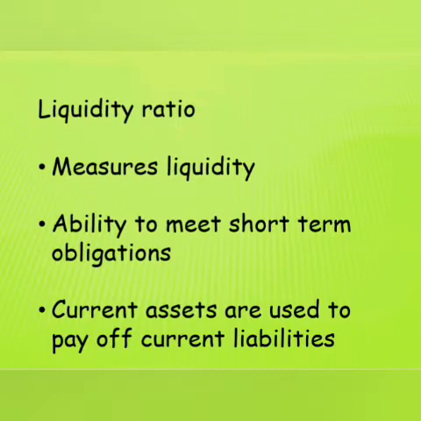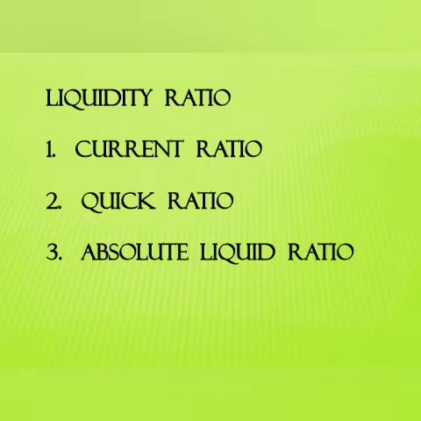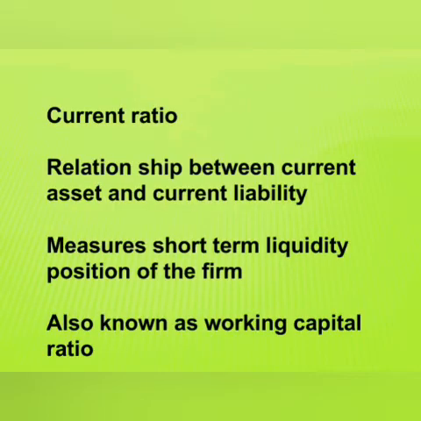Banks, suppliers and creditors, short-term creditors usually analyze the liquidity position of the concern, and they extend credit only if the current assets are enough to pay off the current liabilities. So, the liquidity ratio measures the liquidity of the concern. So, liquidity means the ability of a firm to meet current obligations using current assets. So, different liquidity ratios are current ratio, quick ratio, absolute liquid ratio.